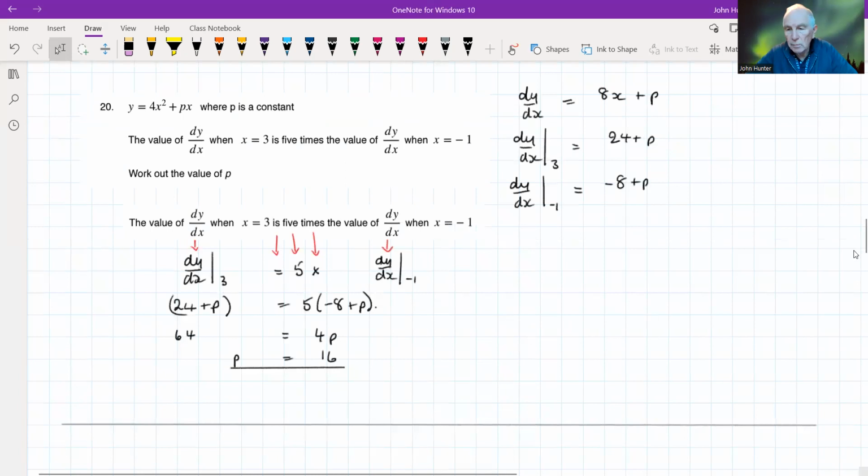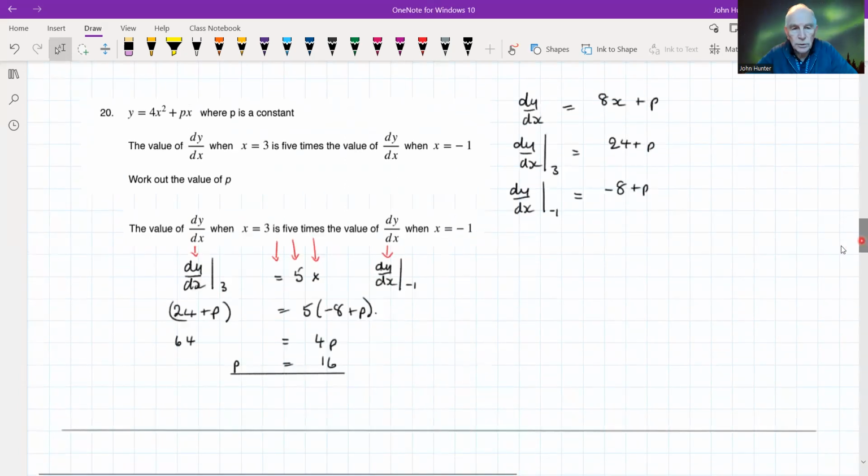Now here's another example, which has a little bit more to it. Well, not much more to the differentiation, to be honest, but it's just a little bit more complicated problem to solve. So we've got a function here. We don't know what p is. p is unknown. It's a constant. The value of dy/dx when x equals 3 is 5 times the value of dy/dx when x equals minus 1. Work out the value of p. Now this statement here, I've just copied it down here, is basically an equation, but it's an equation not written in maths terms. It's written in more of a narrative form, isn't it?